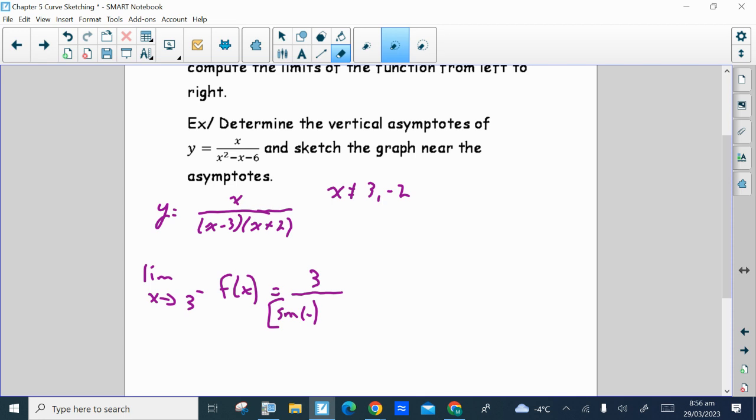Right? When x is 2.5 and you subtract 3, you're going to get negative 0.5. When x is 2.8 and you subtract 3, you're going to get negative 0.2. When x is 2.9 and you subtract 3, you're going to get negative 0.1. Okay, so that number is just going to get smaller and smaller. And the second factor, as x approaches positive 3 from the left, this value of x plus 2 is going to approach a value of 5.